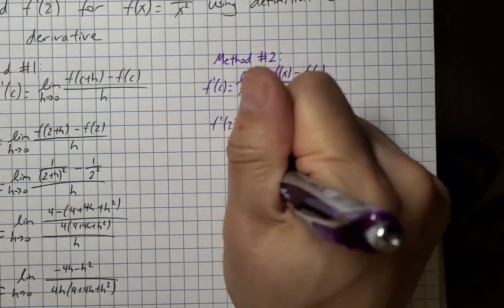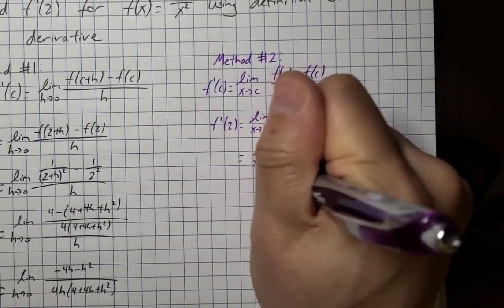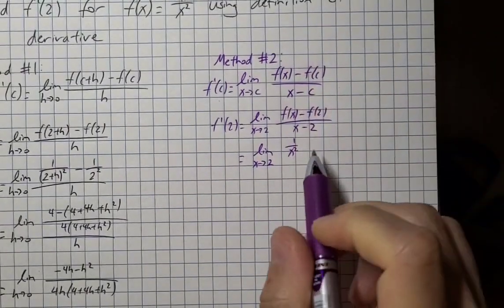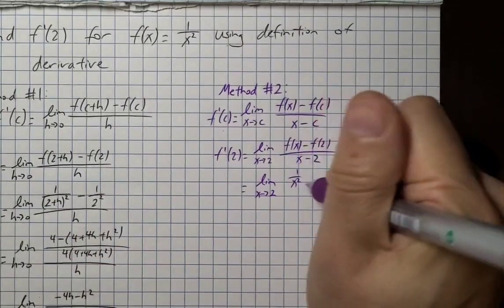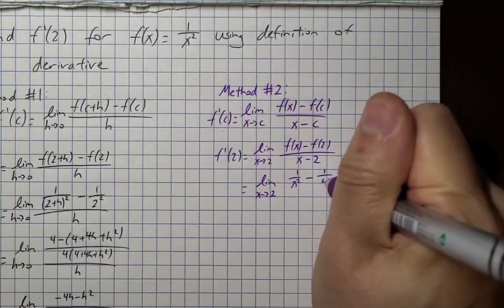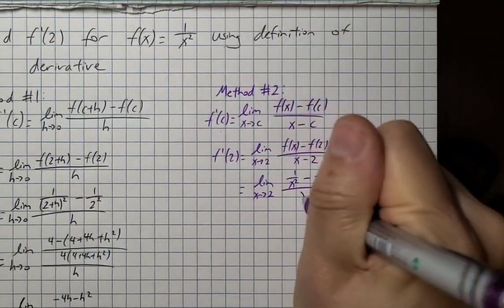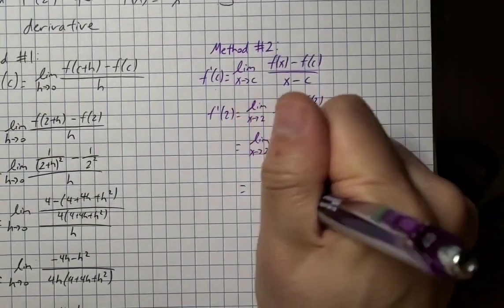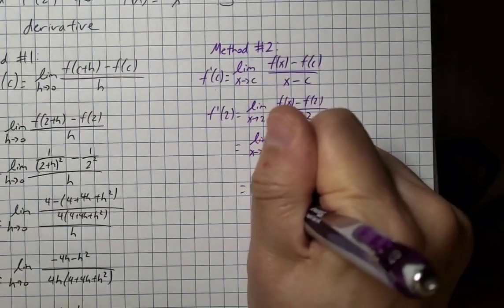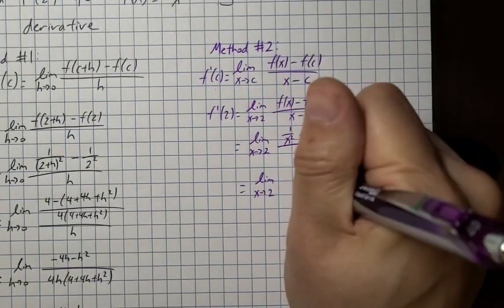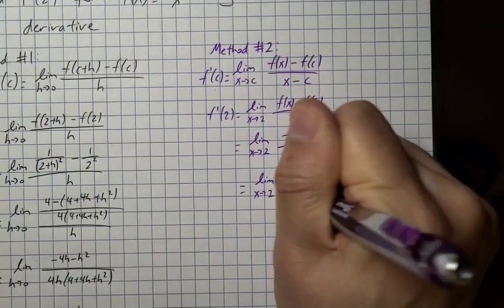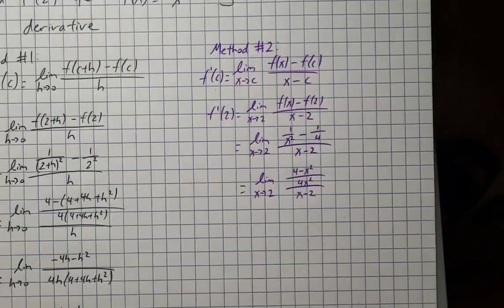Okay, so this is limit x approaches 2. f of x is just 1 over x squared. That's what we were given, right? Minus f of 2, that's 1 over 2 squared, which is 1/4, over x minus 2. Again, probably want a common denominator on the top. So 4x squared it would be, right? 4 minus x squared over 4x squared, over x minus 2.